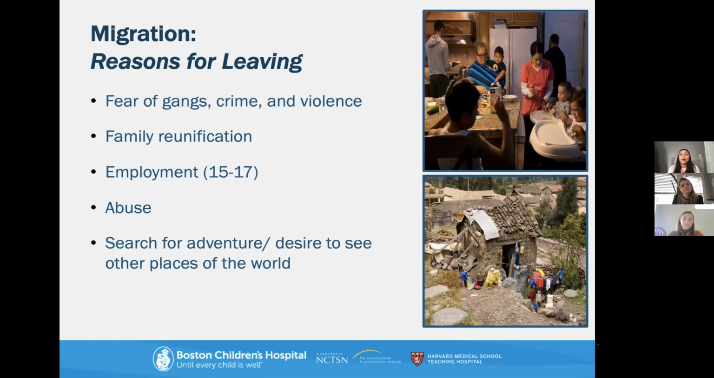And if we talk about the reasons for leaving, of course, fear of gangs, crime, violence, family reunification, employment, abuse. If you can see that little house, like the bottom picture, that is a real house. That's not a playhouse. That is a real house. In that house, many people live. Can you think yourself living in that house with your own kids? I don't think you can, because it's very unbelievable to think about, but that is real.